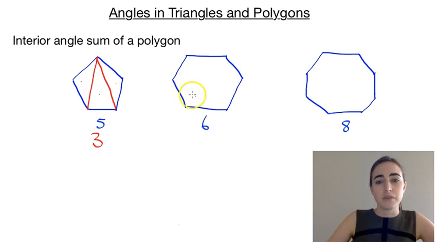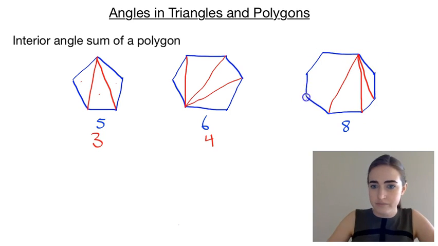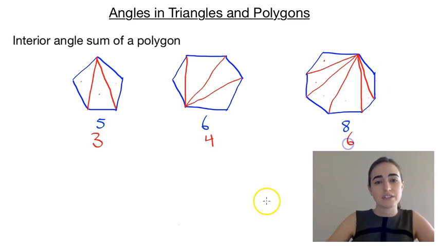In this one, again, you can pick any corner to start with. I'm going to draw in all the diagonals. So in this one, it's broken that down into 4 triangles. Then in our last shape here, drawing it into all the other corners. Okay, so that's broken down into 1, 2, 3, 4, 5, 6 triangles there.